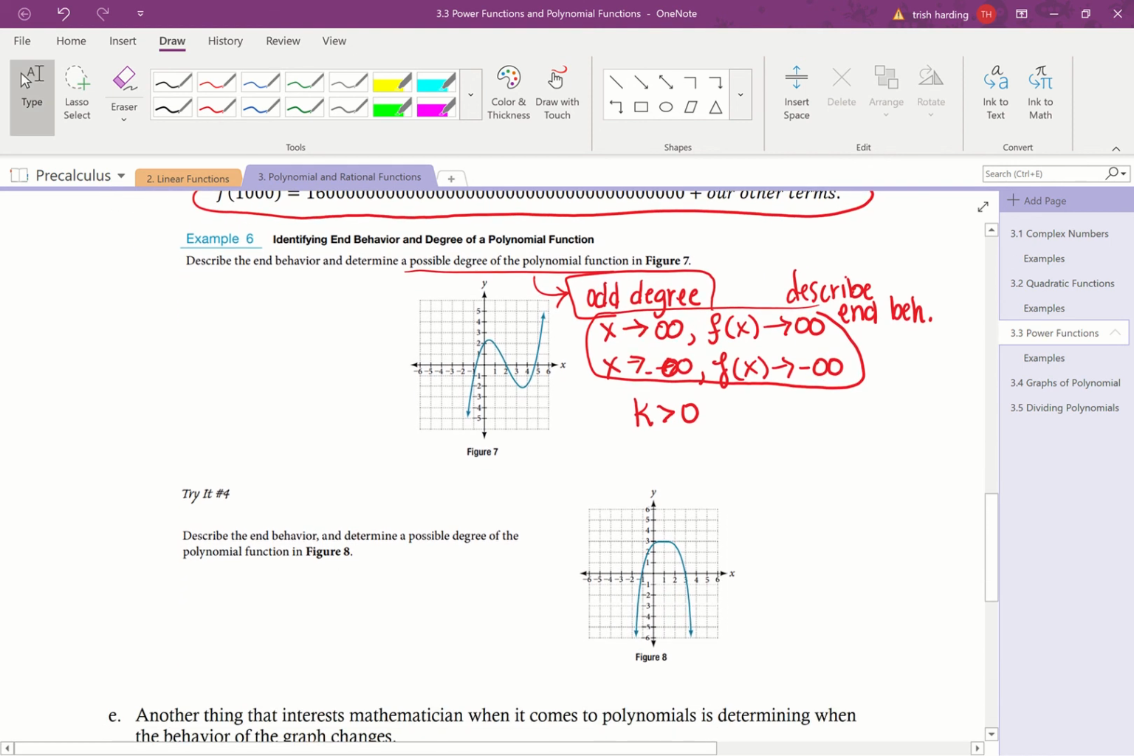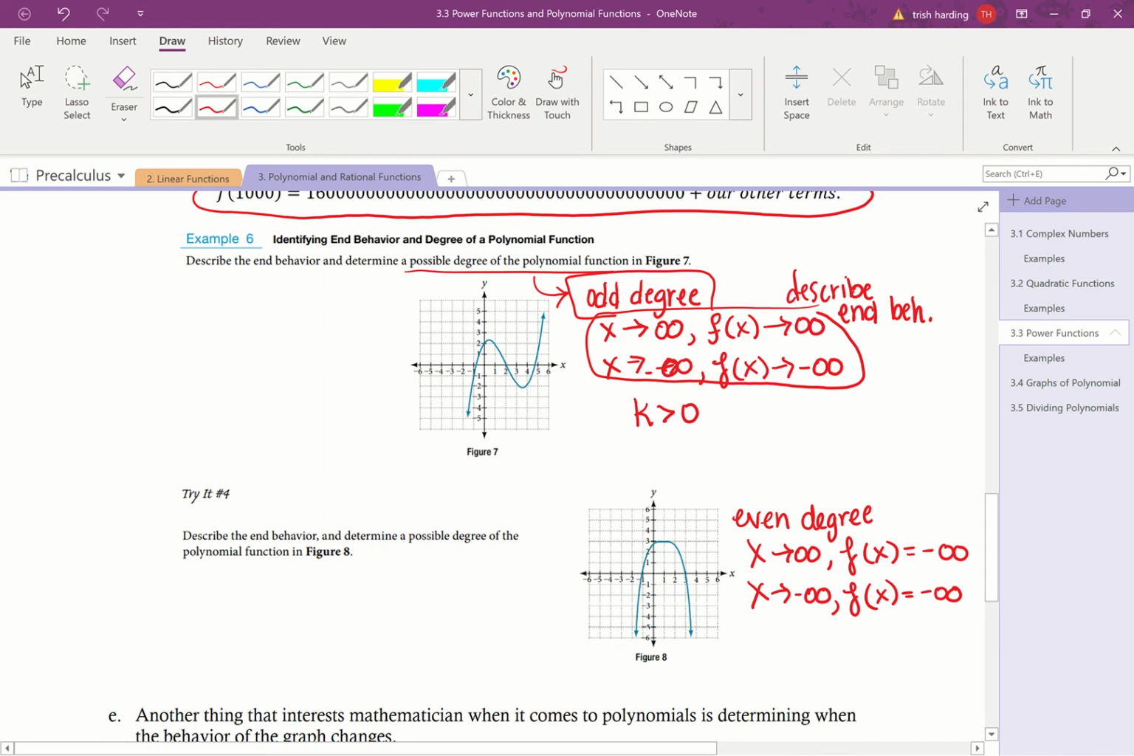So now we're going to describe the end behavior and determine a possible degree of this polynomial function. The first thing I'm going to notice is that the ends go off in the same direction. So it's going to be an even degree. So as x gets larger and larger and larger, y, our f of x, is going to get smaller and smaller and smaller. And as x gets smaller and smaller and smaller, our y again is going to get smaller and smaller and smaller because of the symmetry.